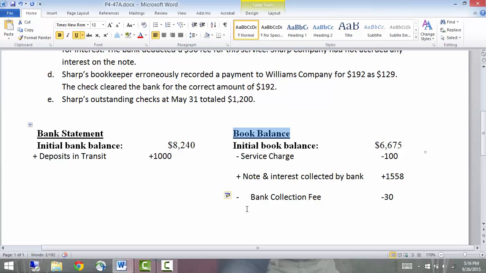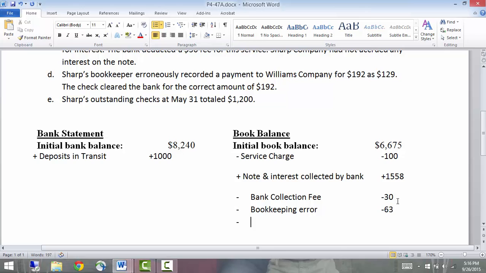So we need to reduce the difference because we actually paid more than what our accounting records are going to show. So we have to fix that mistake. So an error, bookkeeping error. And the difference is $63. So you're going to subtract that $63.